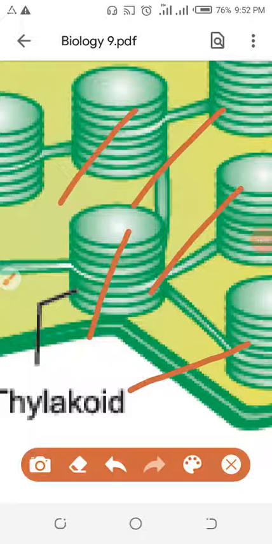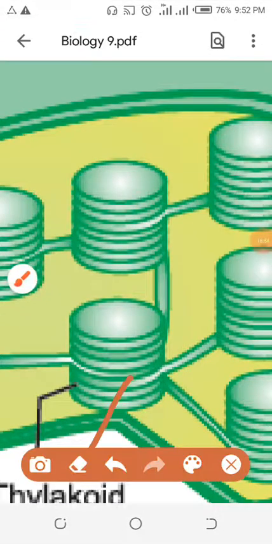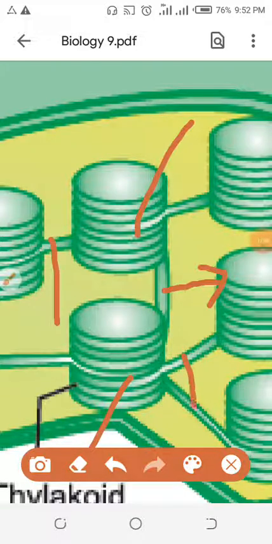So grana are present in which structure you are studying? Chloroplast. What is the important structure inside the chloroplast? Thylakoid membrane. Thylakoid membranes collectively at one area are called a granum. How are they interconnected with each other? One granum and another granum are interconnected by the intergranum. This is another intergranum, and another.